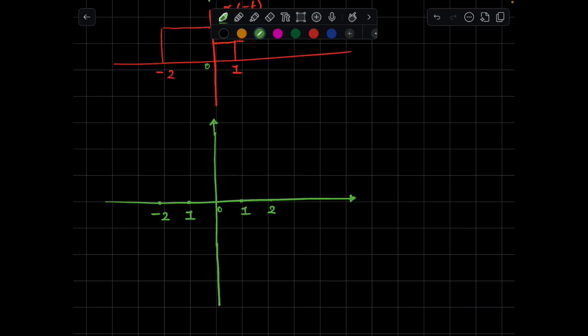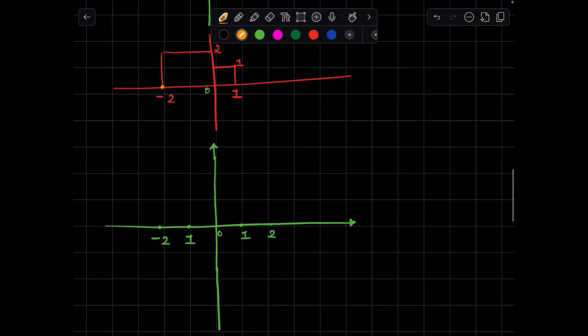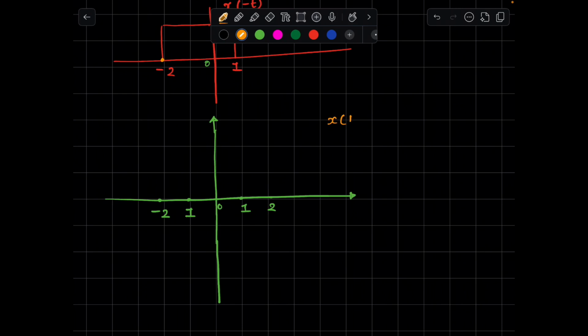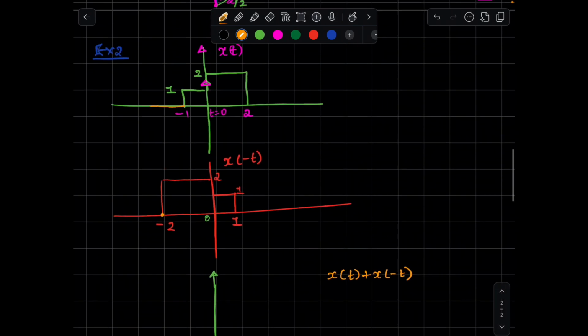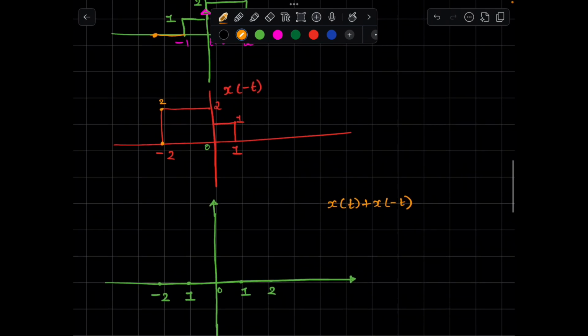Next I need to draw it. For sketching the signal, you see the first signal has no value at minus 2, and here there is some value as minus 2. So what I am going to find is x of t plus x of minus t. So when I add it, you see this amplitude is 2, and here for the first signal it is nothing. So 0 plus 2, the answer is going to be 2. So I got 2.